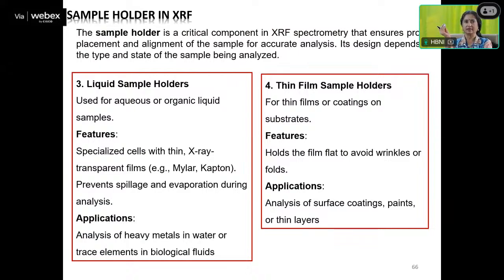It is used for aqueous or organic liquid samples. Now, the feature is a specialized cell with thin X-ray transparent film like Mylar or Kapton. It prevents spillage and evaporation during analysis. The application is analysis of heavy metals in water or trace elements in biological fluids. You can directly do this using this sample holder.